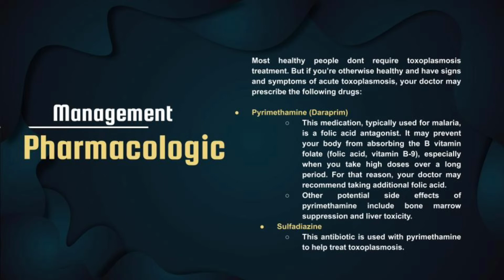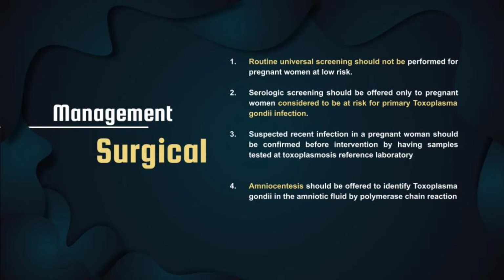Other potential side effects of pyrimethamine include bone marrow suppression and liver toxicity. Next is sulfadiazine. This antibiotic is used with pyrimethamine to help treat toxoplasmosis. For surgical management, first, routine universal screening should not be performed for pregnant women at low risk. Next, serologic screening should be offered only to pregnant women considered to be at risk for primary Toxoplasma gondii infection.